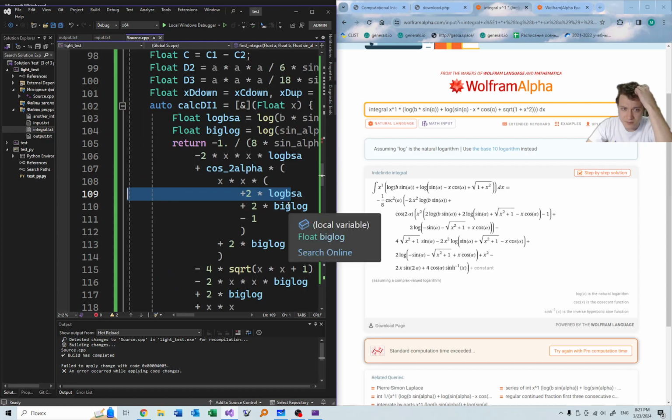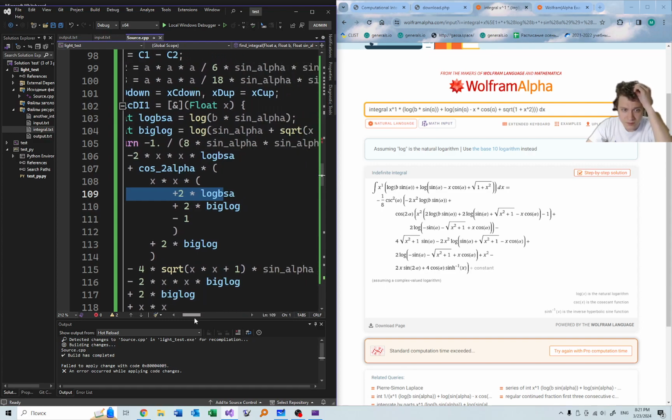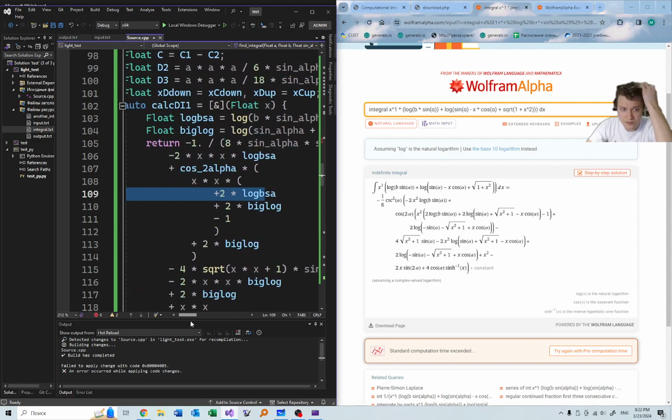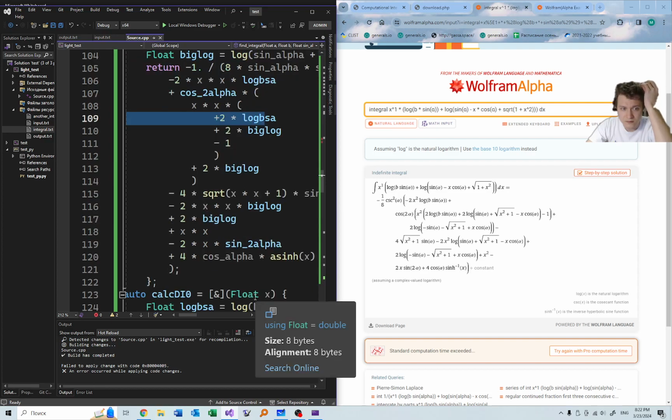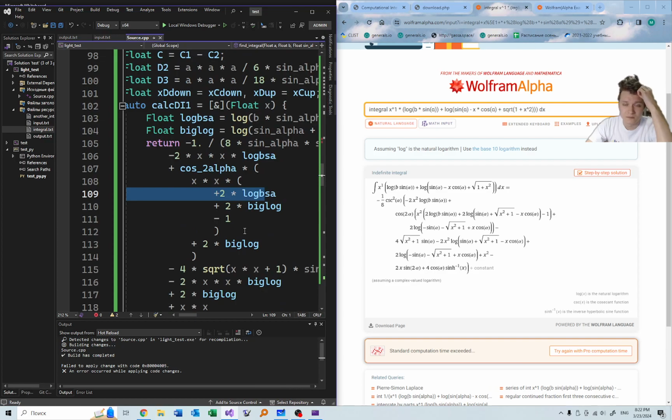Okay, 2 log BSA plus 2 big log minus 1 plus 2 times big log minus 4 square root of x squared plus 1 sine alpha minus 2x squared big log plus 2 big log plus x squared minus 2x sine 2 alpha plus 4 cosine alpha. Okay.